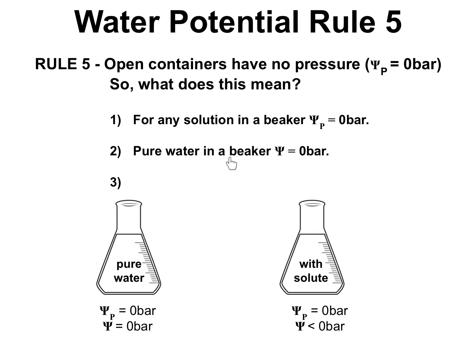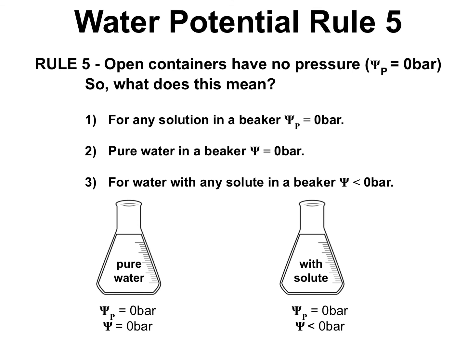Next, pure water in an open container would have a water potential of 0 bars. And that's because there's no solute potential in pure water and there would be no pressure potential. Next, adding any amount of solute will definitely give a negative water potential, because pressure potential would be 0 and there's no positive pressure potential to offset that negative solute potential value.